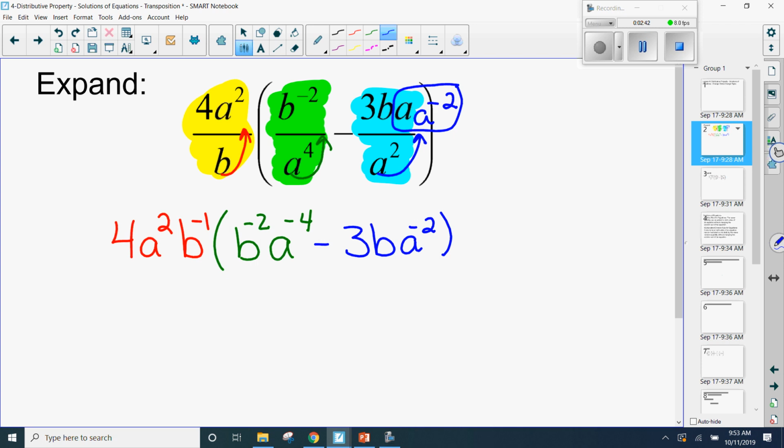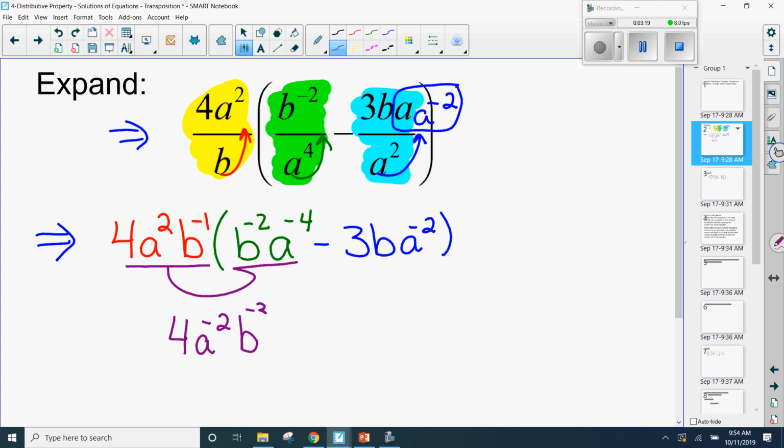There's your problem. Does this problem look better than this one right here? Yeah, no fractions, right? It's got to look better, I hope. So now we need to multiply those values together by distributing. We take 4a squared b to the negative first and multiply by the green. So we take the red times the green. What do you do when you multiply those? 4a to the negative second, b to the negative third. So you're adding those exponents.